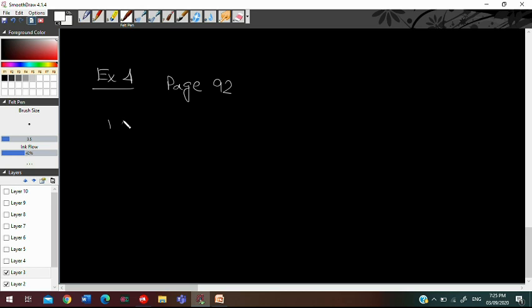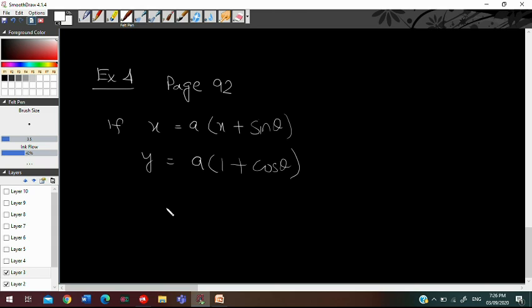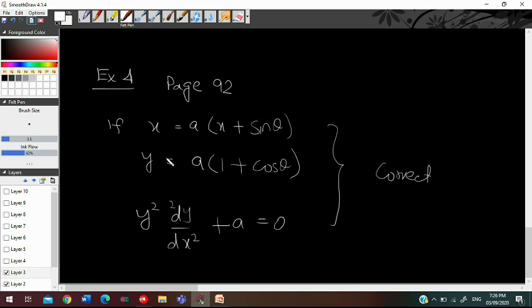The question is: if x equals a(θ + sin θ) and y equals a(1 + cos θ), then show that y² d²y/dx² + a equals 0. This is the correct form of your question, but in your book there is some mistake. So if you solve this exercise, you use these values.